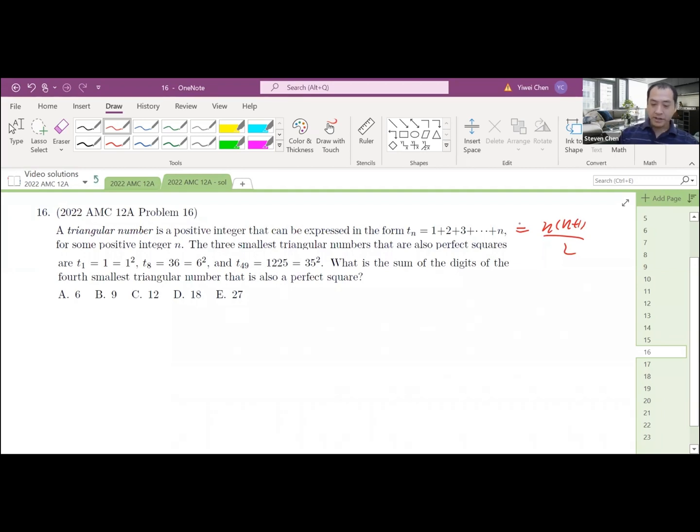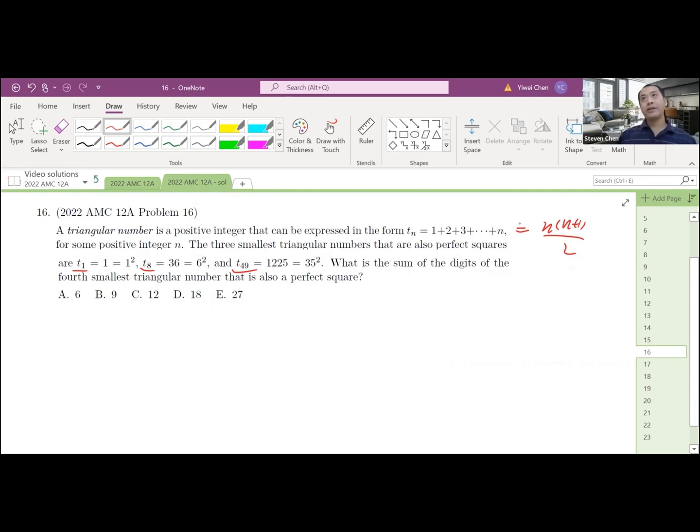So the problem tells us that for some n's, t sub n is a perfect square. It lists the first several perfect squares for t sub n's: t1, t8, and t49. Okay. So it asks us to find out the next perfect square.